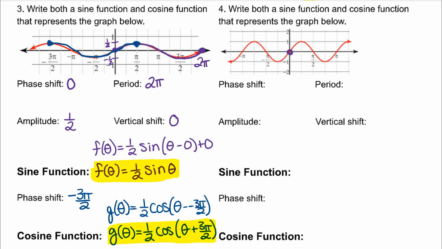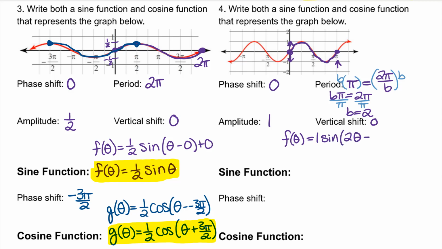Number 4 has a period of sine starting at 0, but the period is now pi. Now that we have a change in period, b is no longer 1. Because the period formula is 2 pi over b, 2 pi over b is now equal to pi. Solve for b, and you get 2. The amplitude is 1, and there's no vertical shift. So f of theta is equal to sine of 2 theta.